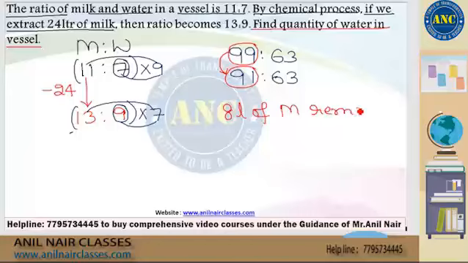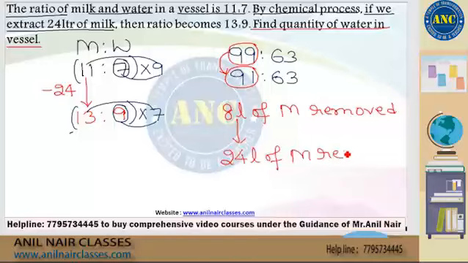But the question says I am not removing 8 liters, I am removing 24 liters of milk. 8 is becoming 24. 8 into which number is 24? 8 into 3 is 24.